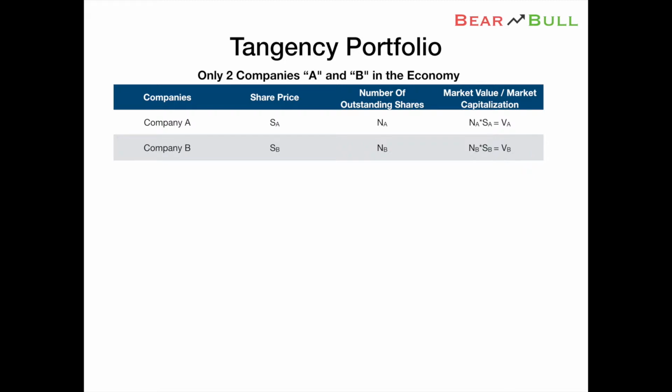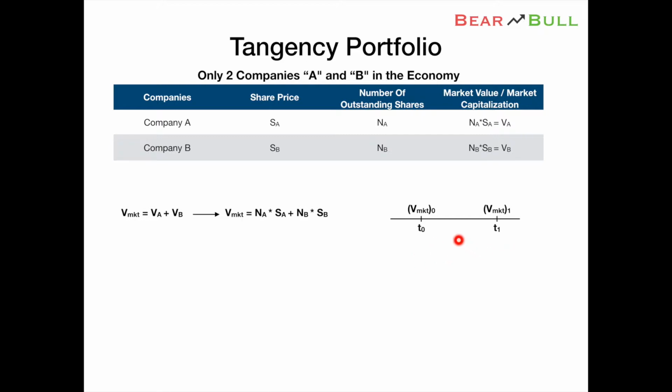The value of the market portfolio is the total market cap of all stocks. Since we only define two companies in this economy, we would have the value of the market portfolio as VA plus VB. Expanding what VA and VB mean, we know that the value of the total market is NA times SA plus NB times SB. We can now compute the return of the market portfolio over one holding period, from T0 to T1.